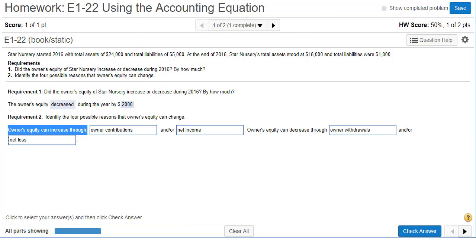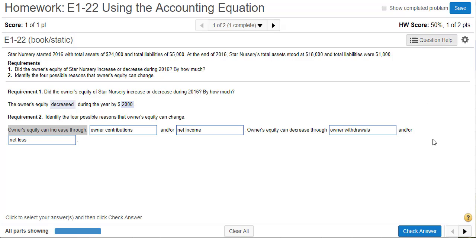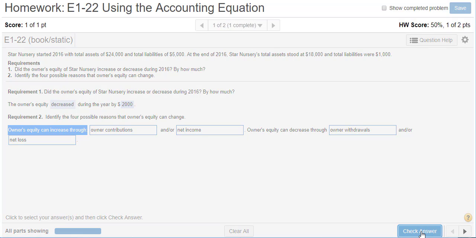So there you have it. The 4 things that affect equity. Make sure you understand these 4 things that affect equity. 2 increases and 2 things that make it decrease. Okay, so don't forget to do the next question on your own, which is the same version as this one, just with random numbers.